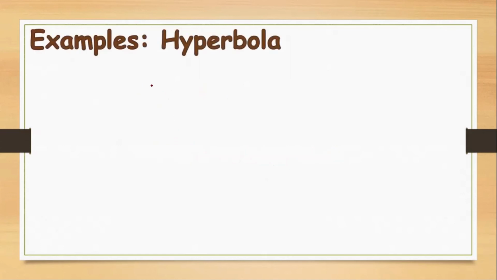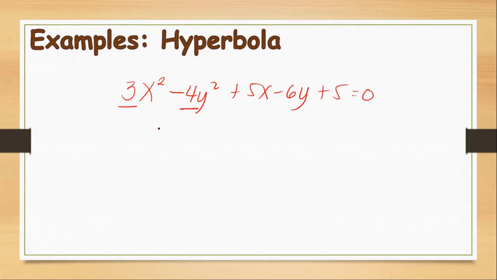And for the hyperbola, of course, you will have different signs for your x and y. Suppose we have 3x squared minus 4y squared plus 5x minus 6y plus 5 equals 0. Okay, so you can just make your own equation as long as your a and b are not equal and as long as they have different signs. That will be the equation for the hyperbola.